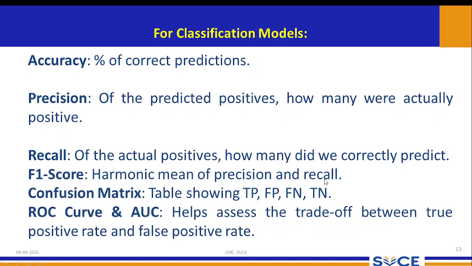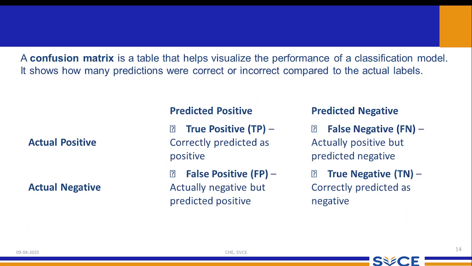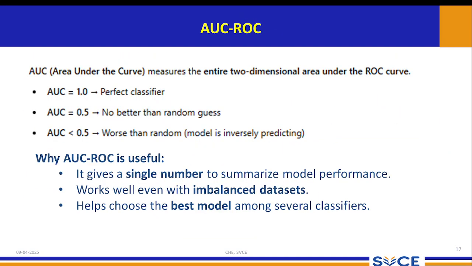So if the area under the curve is equal to 1, obviously it's found to be a perfect classifier. When it is equal to 0.5, it is no better than random guess. If it is less than 0.5, it is worse than random. So the area under the receiver operating curve is useful. It gives us a single number to summarize the model performance, works well even with imbalanced data sets, and helps choose the best model among several classifiers.